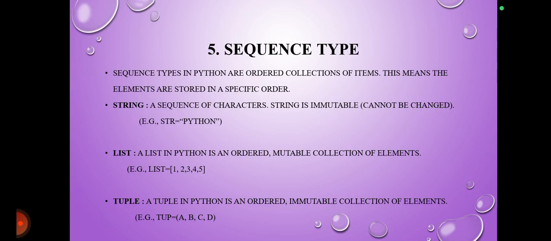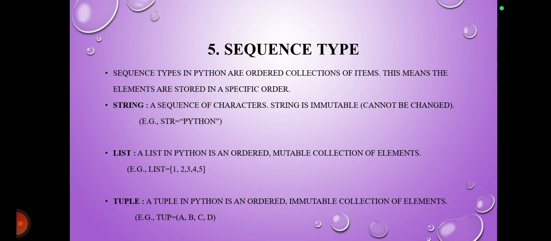Next is the list, one of the most flexible and commonly used data types in Python. A list is an ordered collection just like a string, but unlike strings, lists are mutable, which means you can change, add, or remove items. Let's see one example. list = [1, 2, 3, 4]. You can change a list item from 1 to 10 or even append new items.